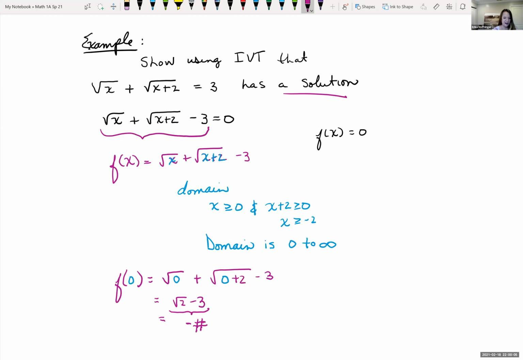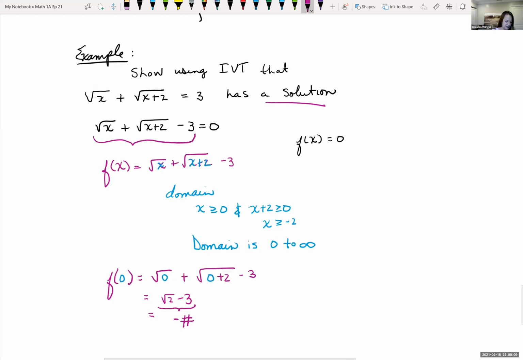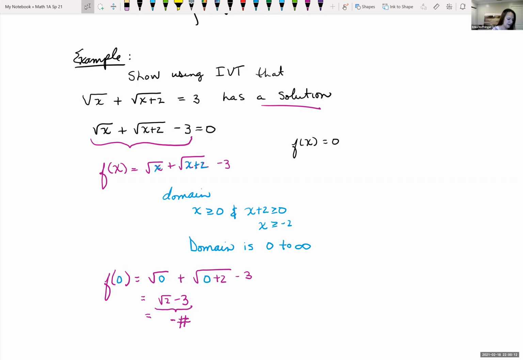Okay, well, let's try to figure out some number that is bigger than 0, that's in our domain, that might give us back a positive number. And so maybe we can try when x is equal to, let's say 7, because I know what 7 plus 2 is, the square root of 9. So let me say 7. Let's go back into our function and plug in 7 wherever we see an x. So we get the square root of 7 plus the square root of 7 plus 2, and then minus 3.